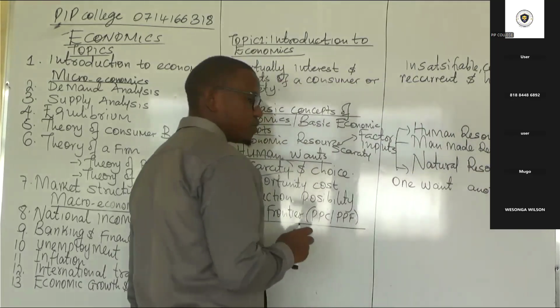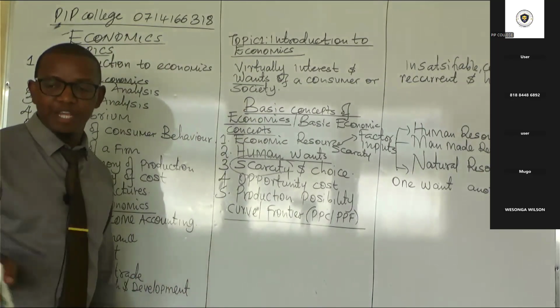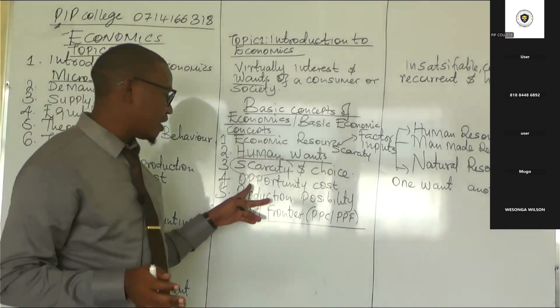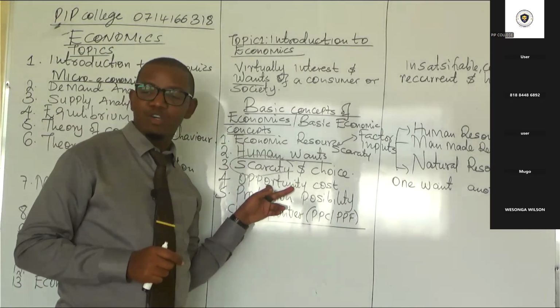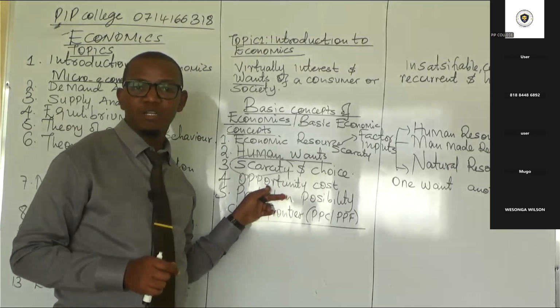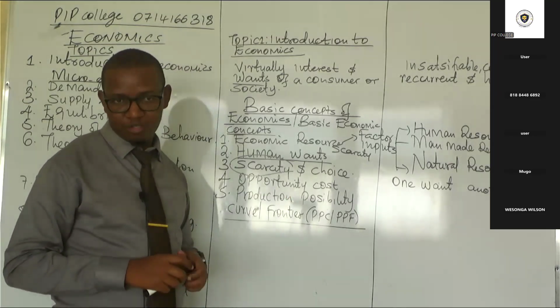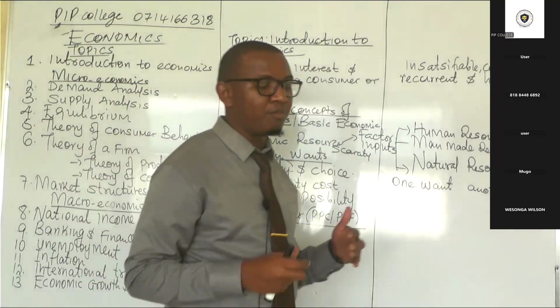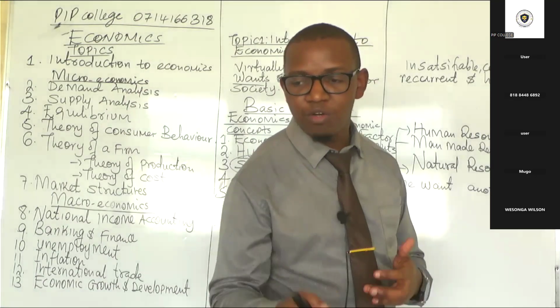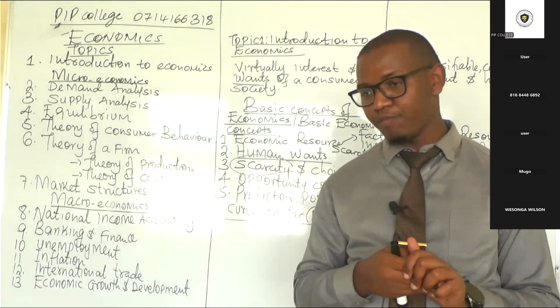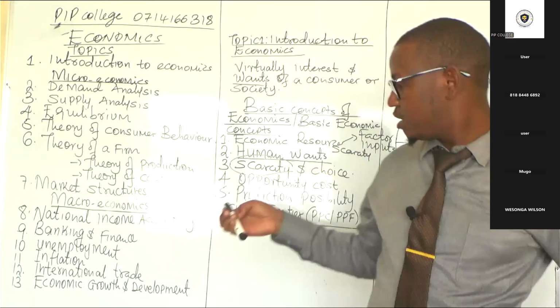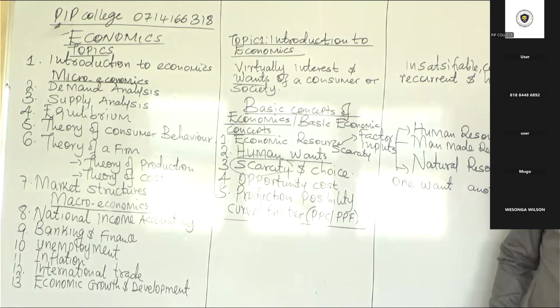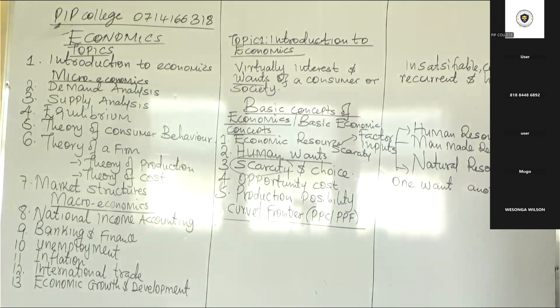And definitely that is what gives rise to what we call the opportunity cost. Opportunity cost, I've said, is the value of the benefit of the alternative foregone. So let's get to number 4, the opportunity cost.